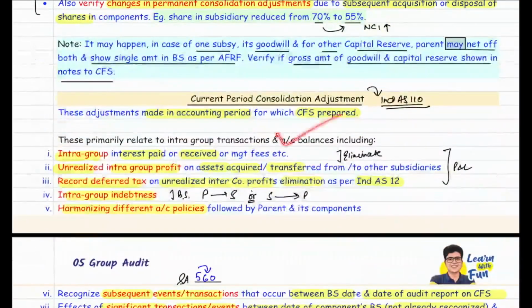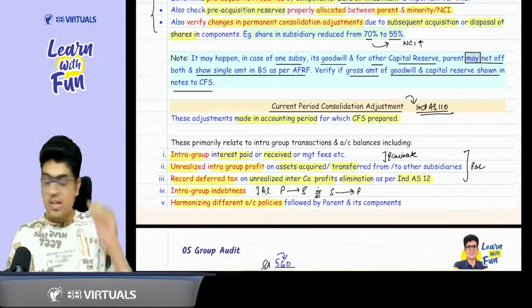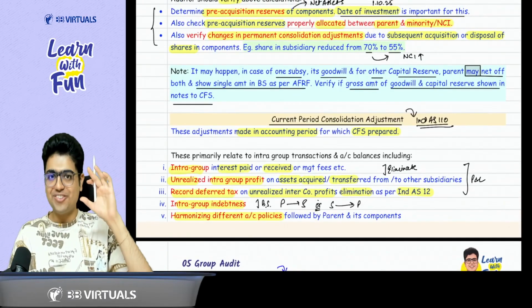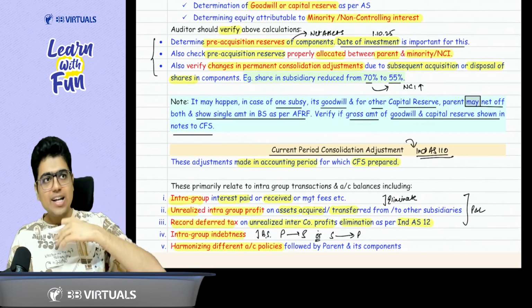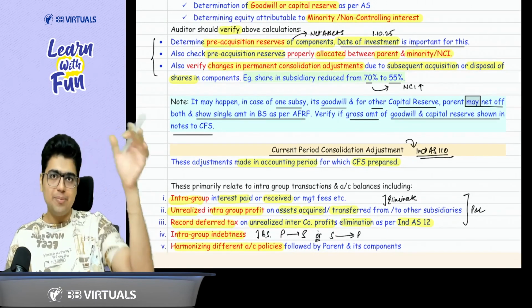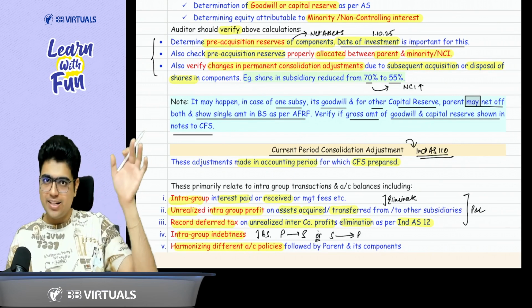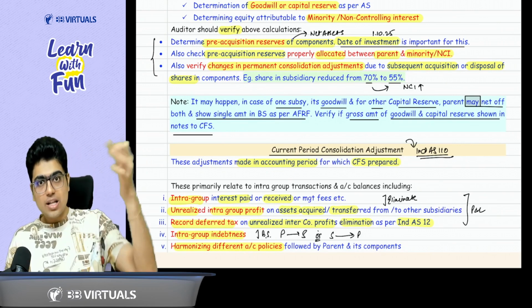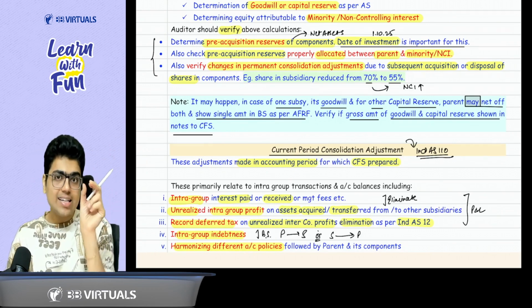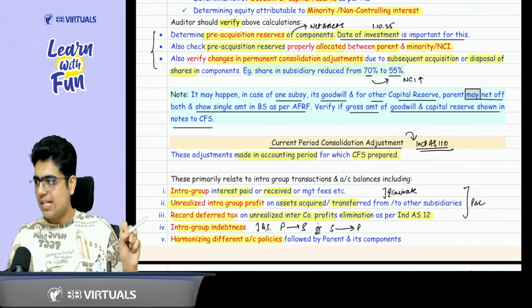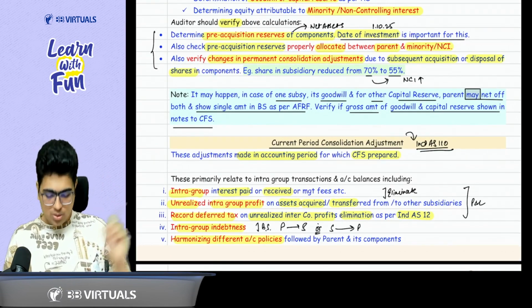After this, we covered current period consolidation adjustment. Is this a new topic or a revision of FR? Sir, this is also a revision of FR. First of all, it says whatever the intra-group indebtedness is, eliminate it. On that indebtedness, whatever interest you have received or paid, eliminate. Whenever there is an intra-group transfer of assets and there is an unrealized profit on the asset, eliminate. When you eliminate the unrealized profit, it leads to deferred tax as per Ind AS 12.